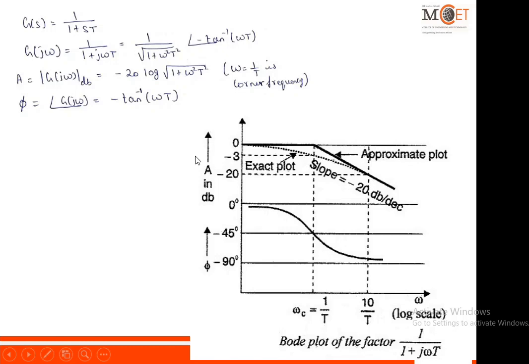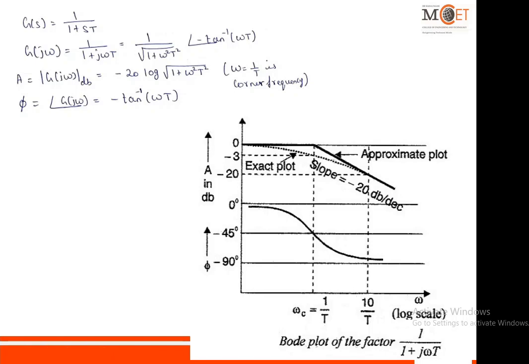Now try to draw the curves of magnitude versus omega and phase versus omega. Here is the curve. For this you have to choose different values of frequency and get the value of phase, and then if you plot, you will get a curve like this. For magnitude also, after this corner frequency, you will have a slope of minus 20 dB.